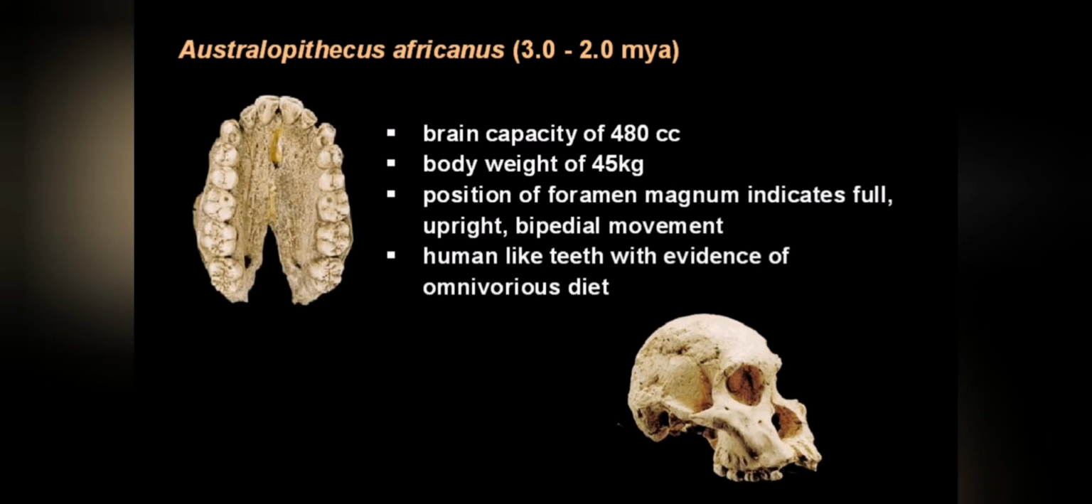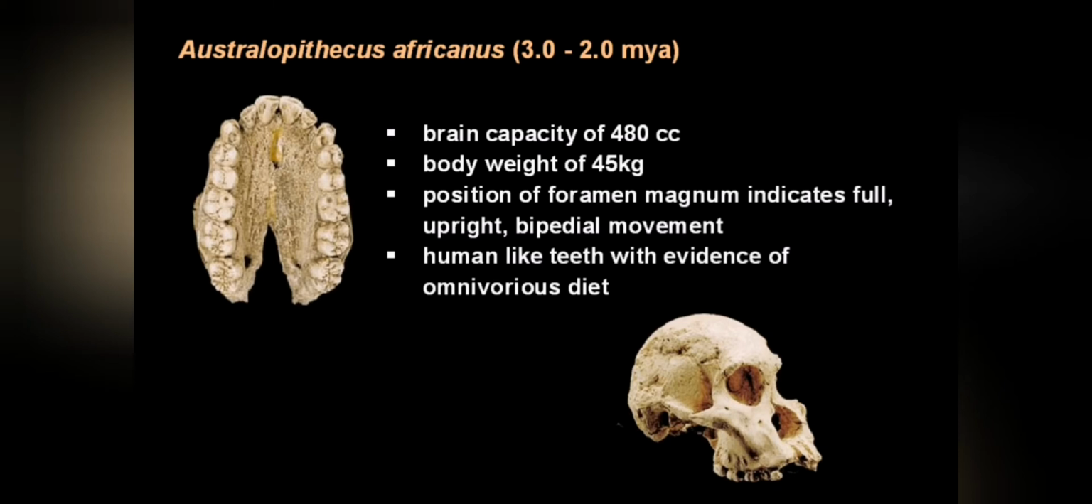Australopithecus africanus is slightly different to Australopithecus afarensis. The brain capacity is 480 cc, which means it's a little bit bigger, and the average weight of the entire organism is about 45 kilograms, so it's quite small. We also see from the foramen magnum that it was completely bipedal, completely walking upright.